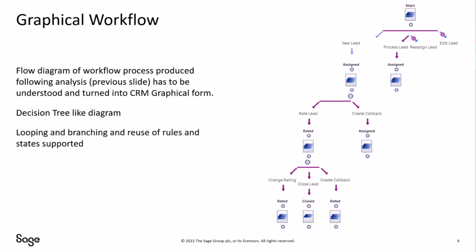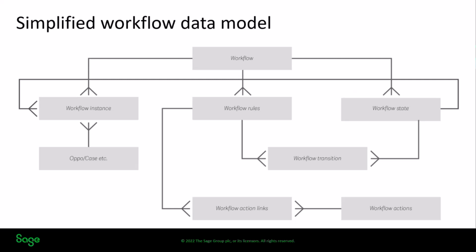Now, our graphical workflow, as I said, is a decision tree like diagram. It supports all of the features that you would expect within a process model, and you end up with this comprehensive map of the workflow. This ability to workflow is down to what's going on inside the data model for a workflow.